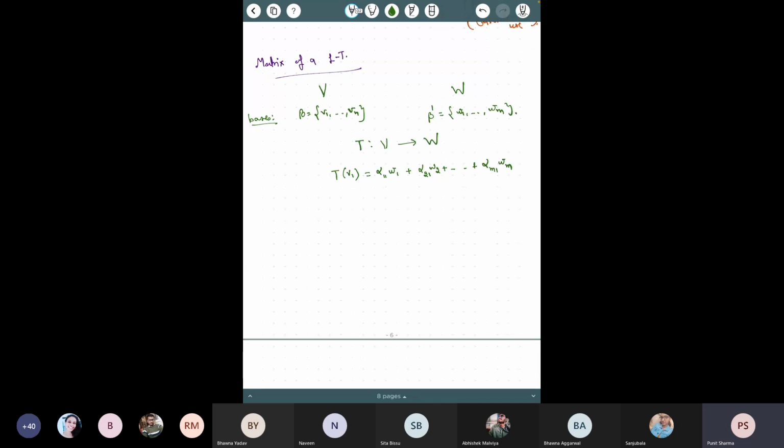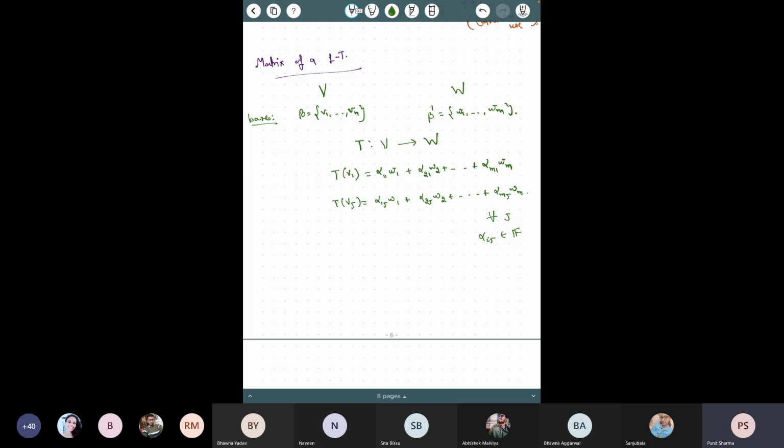So for any vector, this T of Vj, you can write it as a linear combination of these Wi's. That means you can find these scalars alpha ij such that T of Vj is the sum of alpha ij Wi. Right? This you can do for all j, where these alpha ij belong to the field. Okay.